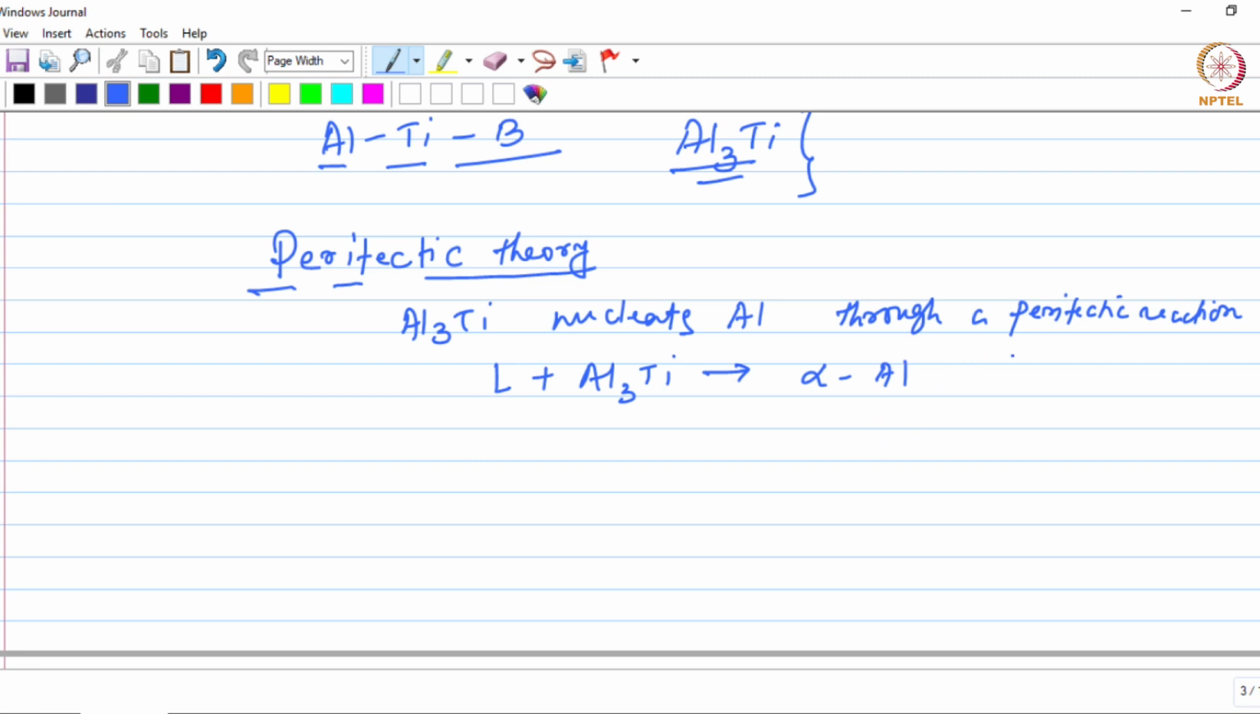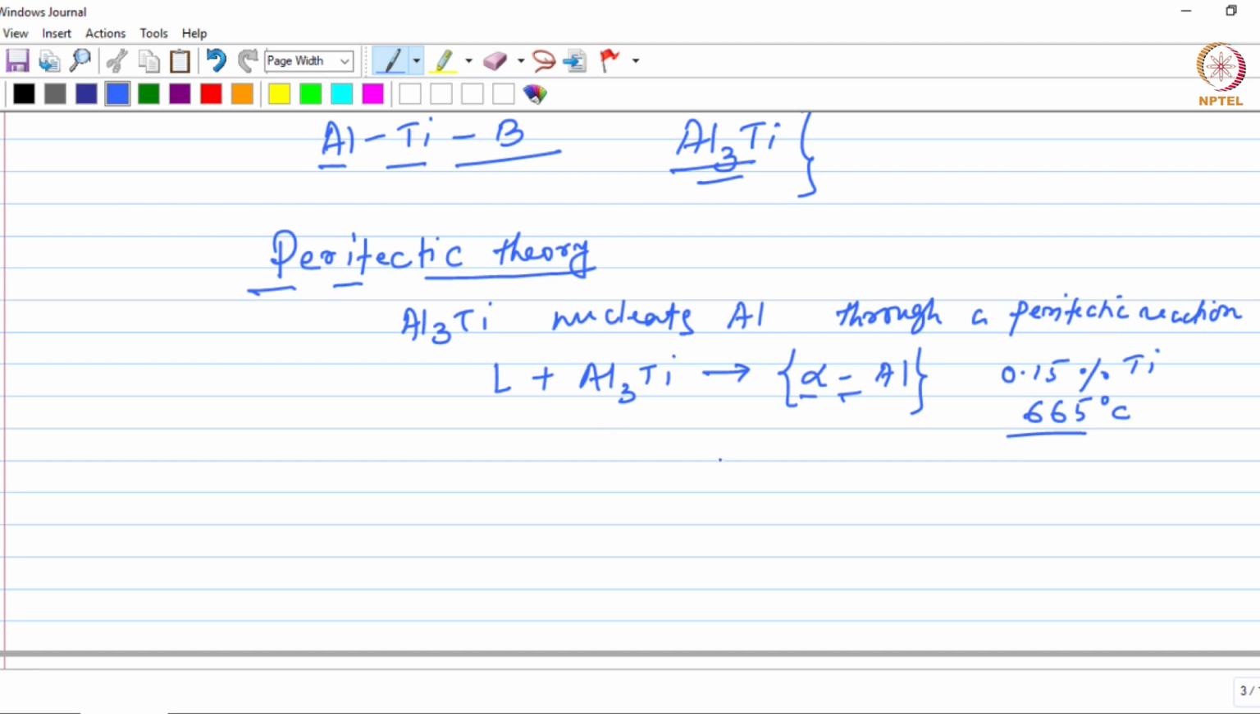This reaction occurs at 0.15% titanium. If you look at the phase diagram of aluminium-titanium, at 665 degrees Celsius temperature. So this alpha aluminium, which is formed through this peritectic reaction, can now act as the heterogeneous nucleating surface for the actual aluminium to form when you cool it below the liquidus temperature, right?